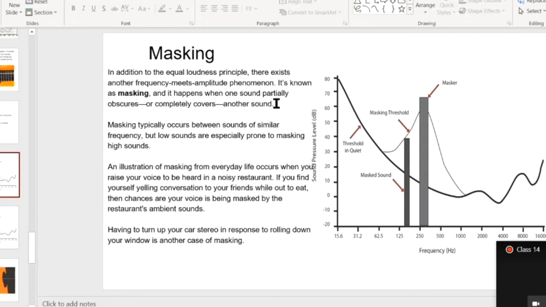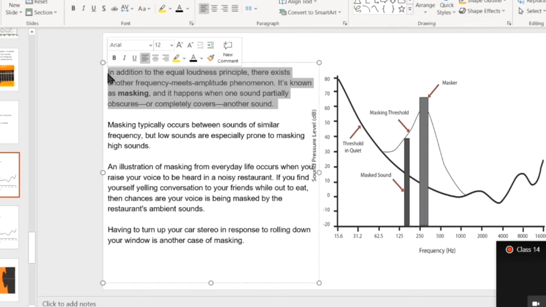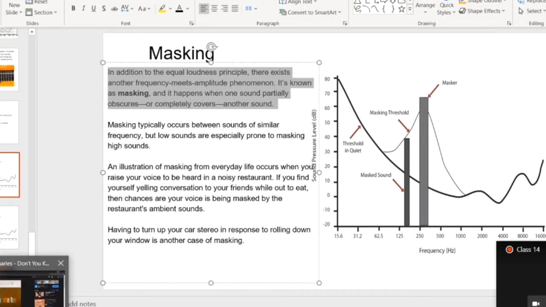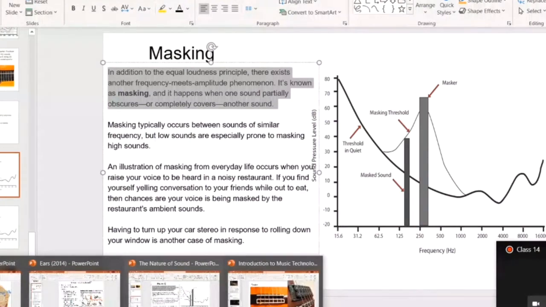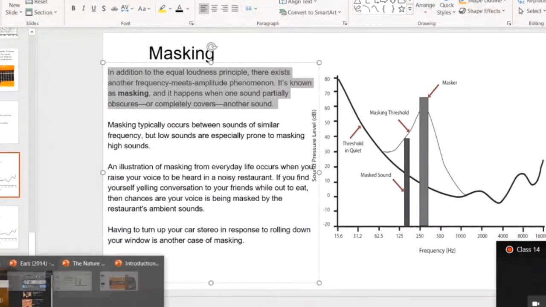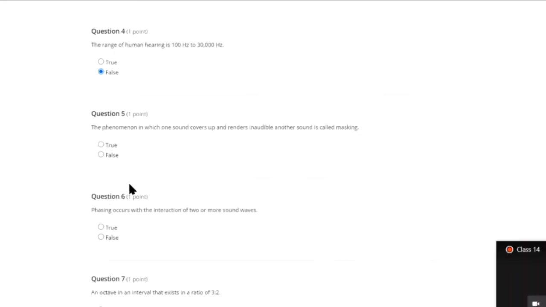And this can be a bit of a problem for mixing, obviously. But you don't need to be mixing to experience masking. You're driving around in your car and you have your stereo set just right, but then it gets hot in your car and you put the window down, then all of a sudden you have to turn up your stereo because the sound of the wind coming in through your window is masking, or covering up and rendering inaudible, the sound of your stereo. Let's keep going.